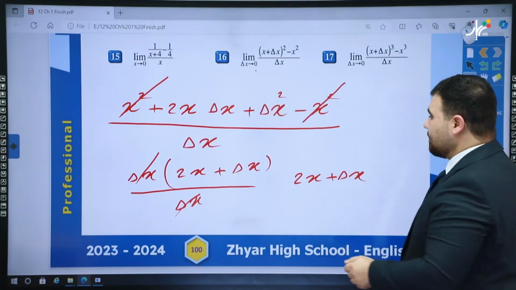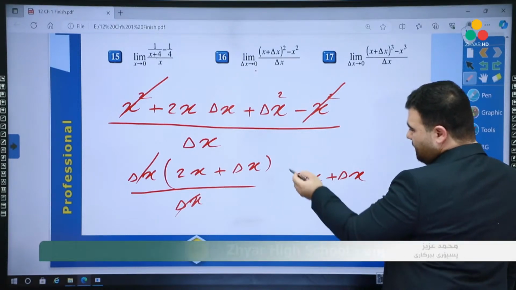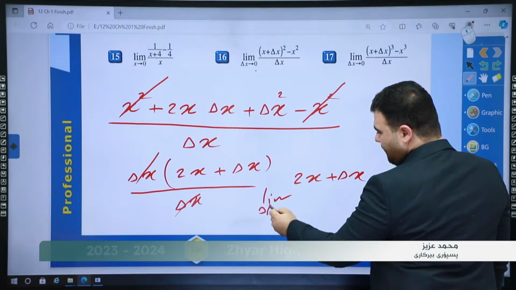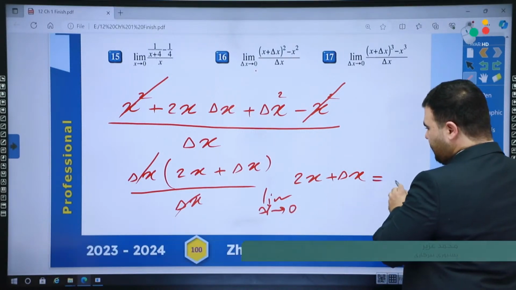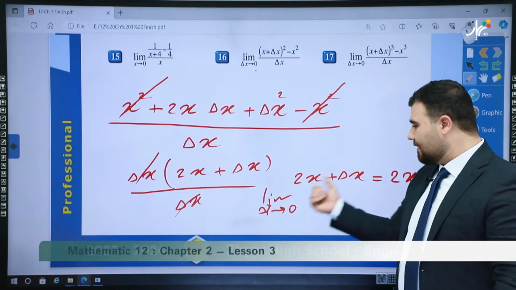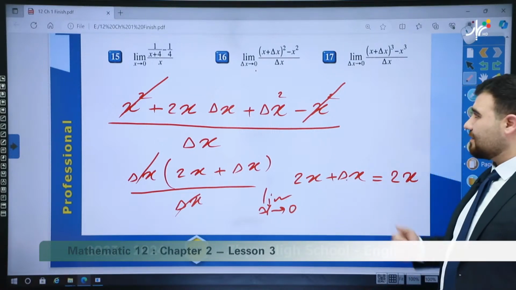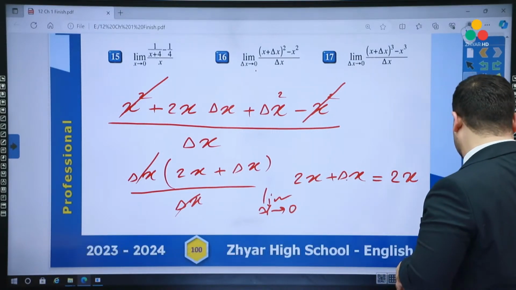The final answer is 2x. Final answer is, if we make this limit, delta x tends to 0, so result of this is just 2x. We replace delta x with 0. So no change happens to x. It stays as it is. This is the answer. There is a fast way.